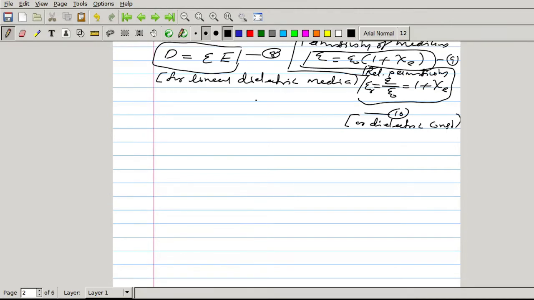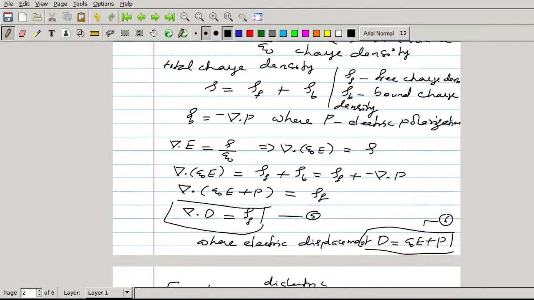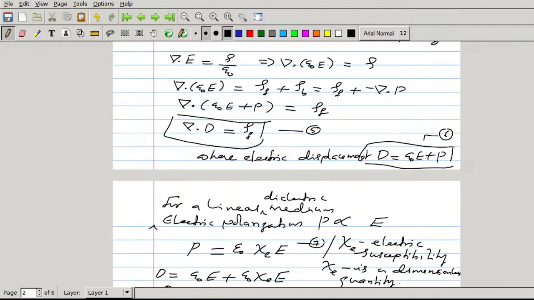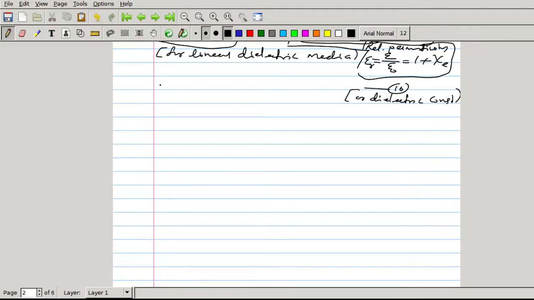So we obtain the first Maxwell's equation in dielectric media. That first Maxwell's equation is given by equation 5, del dot D equal to rho f. The second Maxwell's equation is del dot B equal to 0. There is no change in that equation, so we will be taking del dot B equal to 0.